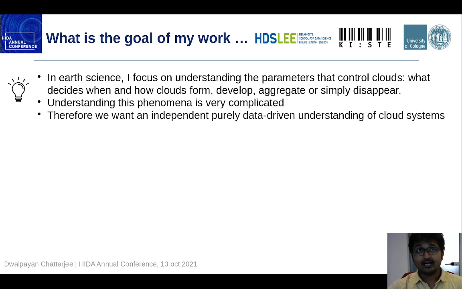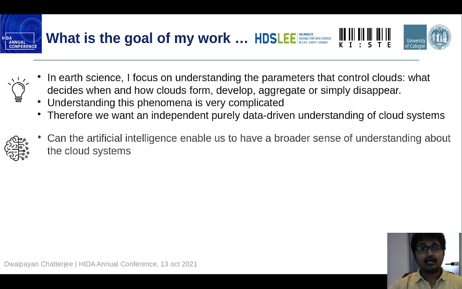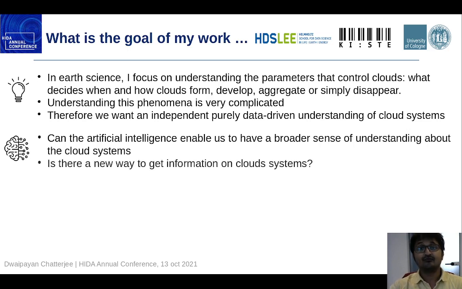At the same time, we have a lot of observational data coming from satellites and from ground-based remote sensing sensors. Therefore, we want an independent, purely data-driven way of understanding the cloud systems. Now, the question that comes from the artificial intelligence point of view is, can artificial intelligence enable us to have a broader sense of understanding about the cloud systems? Is there a new way to get information on these complicated systems?